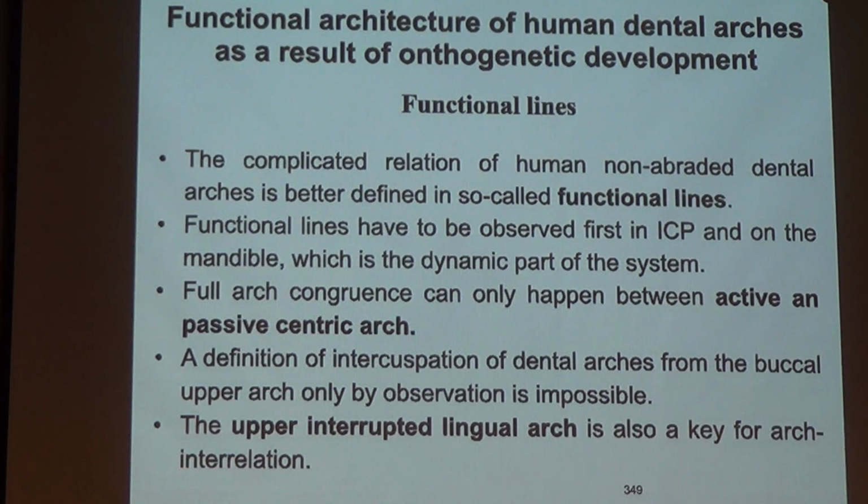So, the functional architecture of human dental arches as a result of ontogenic development. So functional lines, as you just asked me, the complicated relation of human non-abraded dental arches is better defined by so-called functional lines, so it's okay, this is just semantic. Functional lines have to be observed first in ICP, on the mandible, which is the dynamic part of the system. Yeah, so let me explain this.